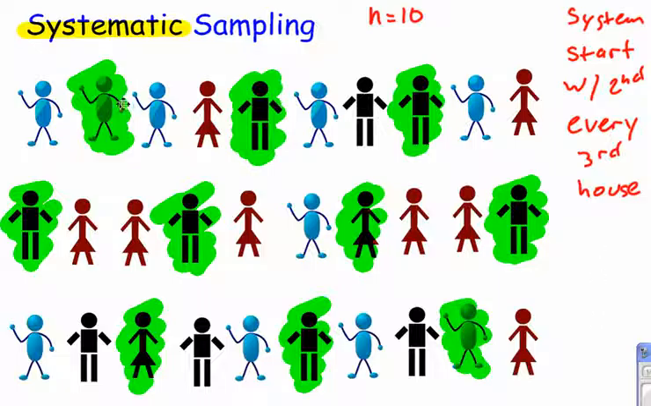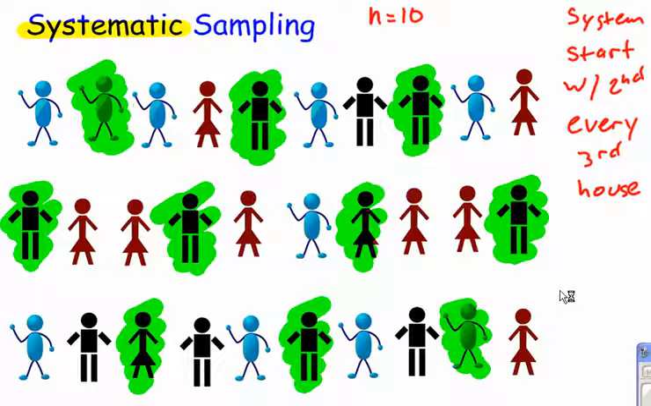If you start somewhere and then you interview or choose every third person after that, or every fourth person, or every 10th person, you don't have to start with the second one and go every third. I could have changed that up, but this concept is called systematic sampling.